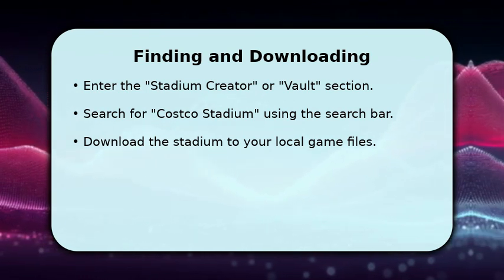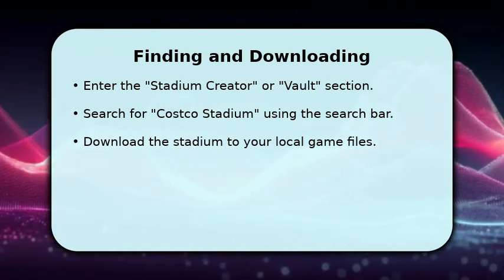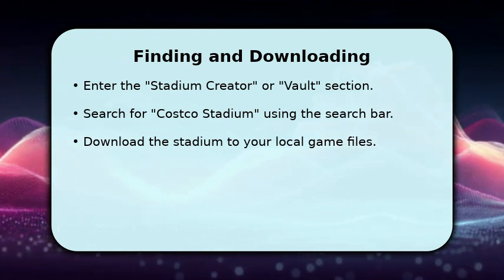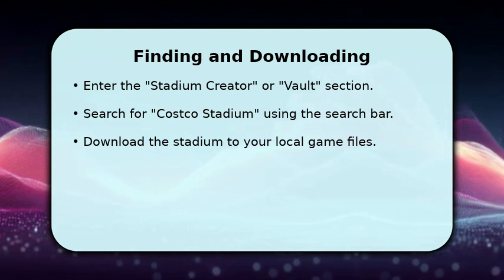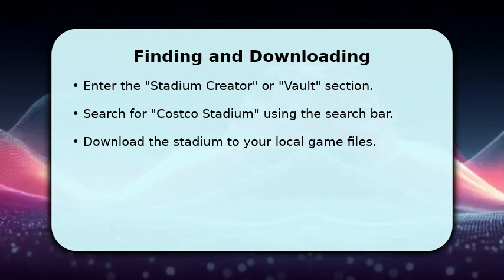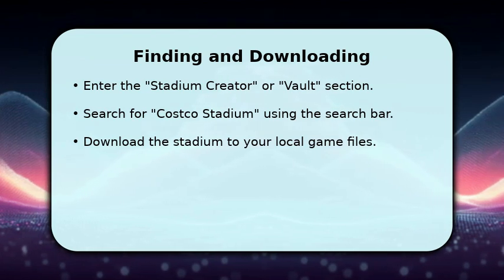Use the search bar, typically found at the top, and type in Costco Stadium to quickly locate it. There are often several versions, so pick one with good ratings or many downloads. After selecting your preferred version, simply hit the download button. This process usually takes only a few seconds, depending on your internet speed, and then it's saved to your game.